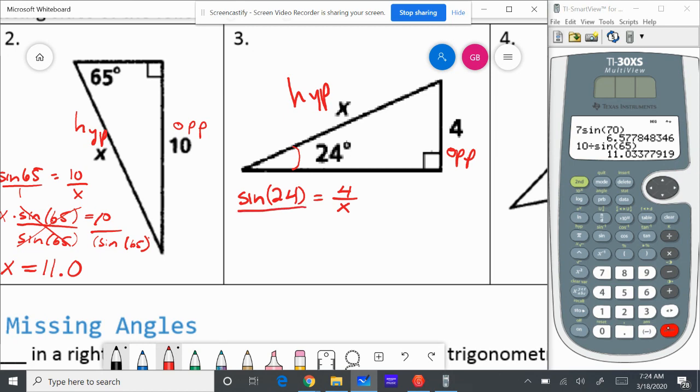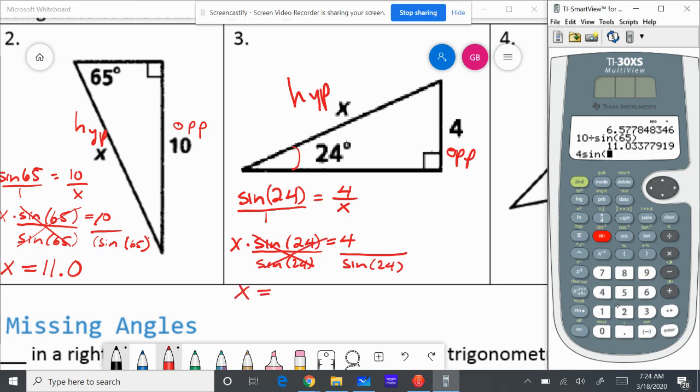We're going to cross multiply first. So x sine 24 is equal to 4. Divide both sides by the sine of 24. So x is equal to 1.6.